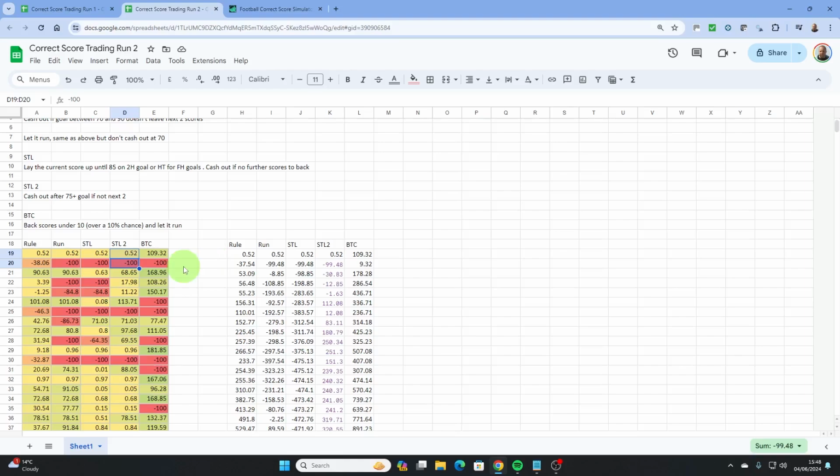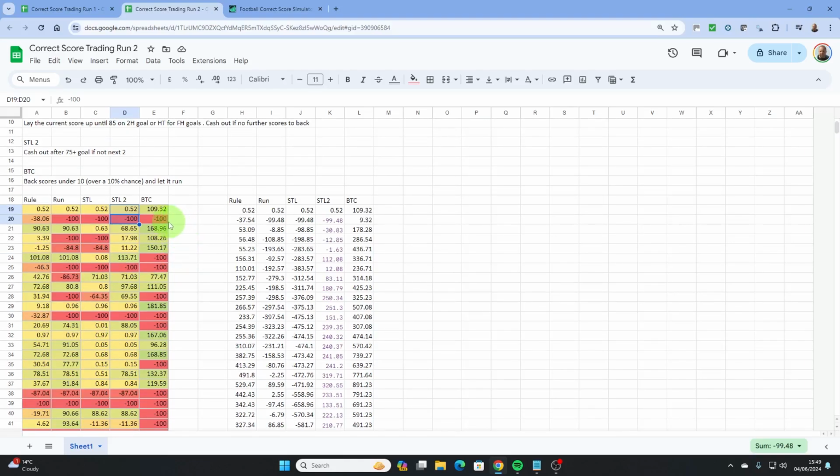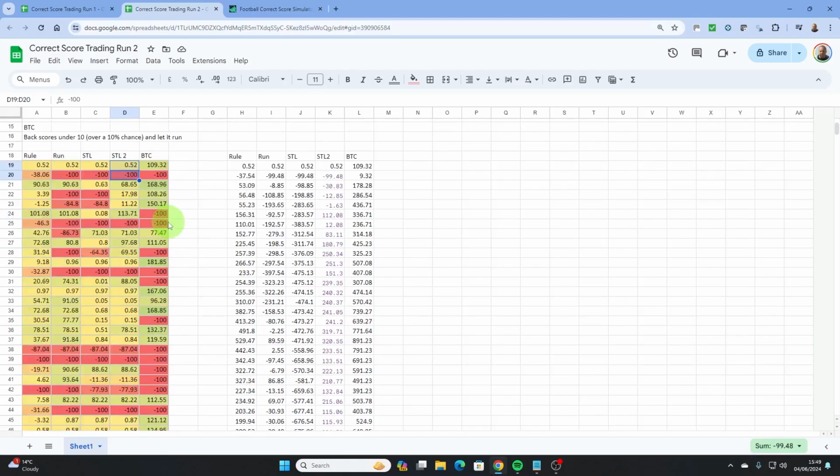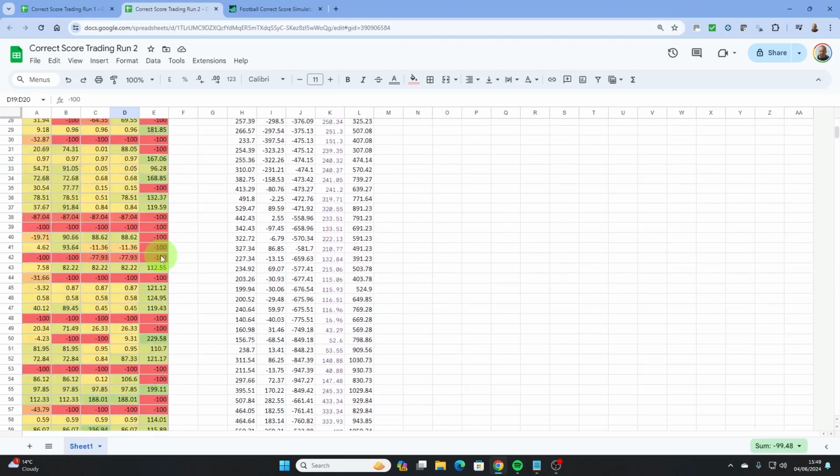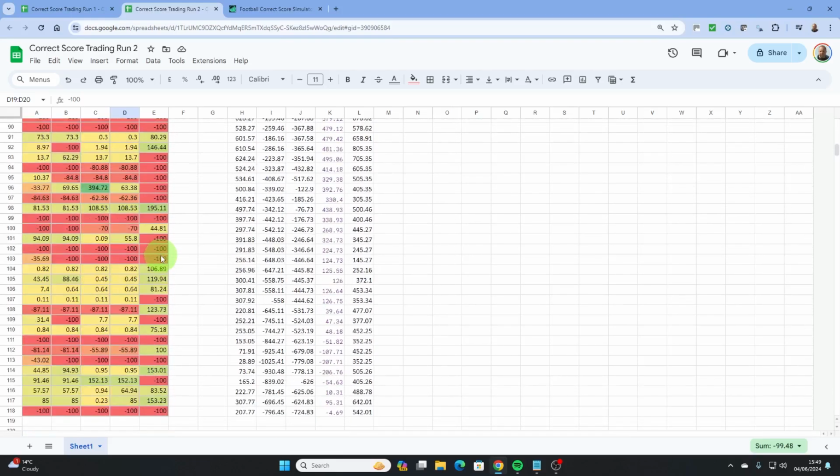The tweak we made had a massive difference. Throughout this run, this strategy was running strong. More often than not, we needed a late goal to bag a winner, but as you can see, we had plenty of winning trades, making £542 on this run.